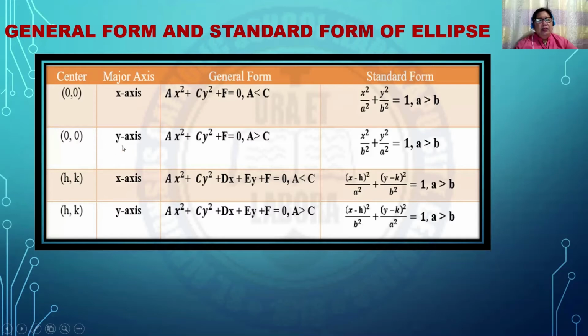For center 0, 0 with major axis to the y-axis, the general form is ax squared plus cy squared plus f is equal to 0, where a is greater than c.